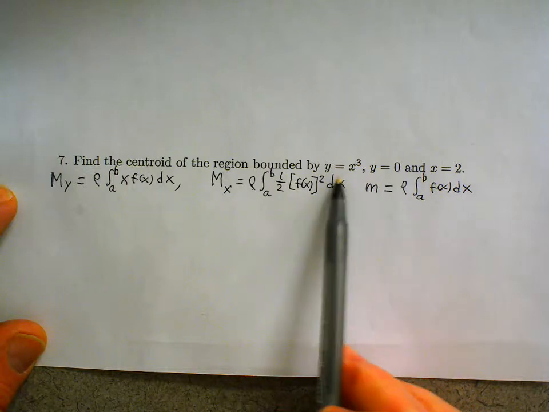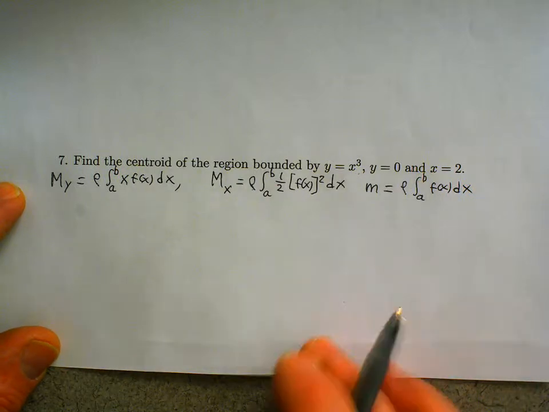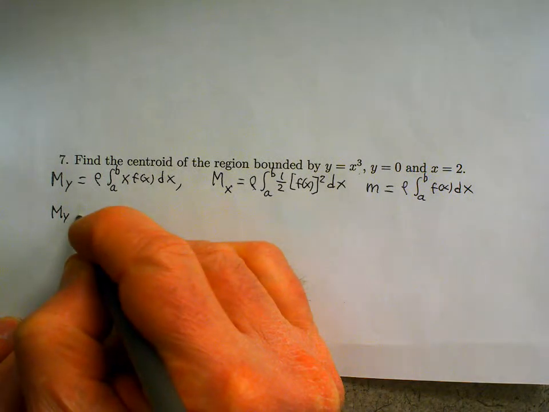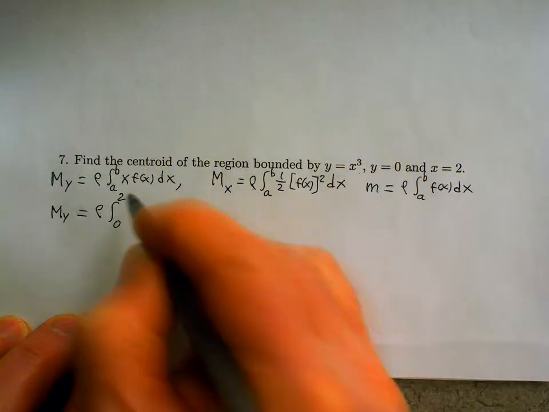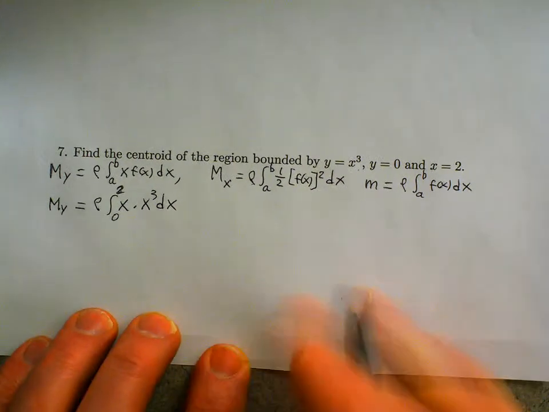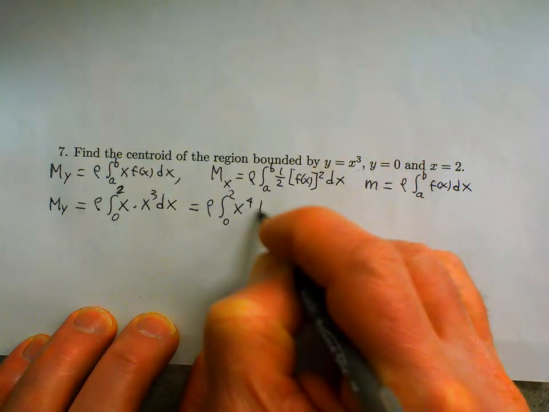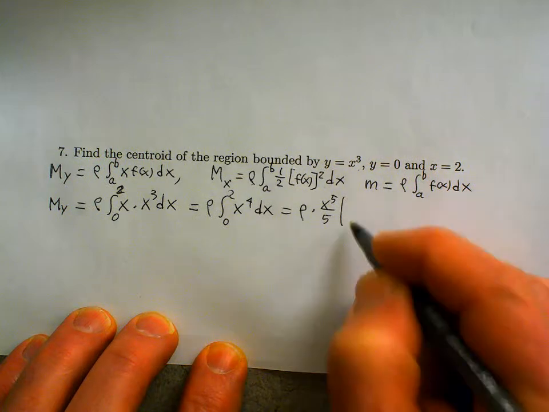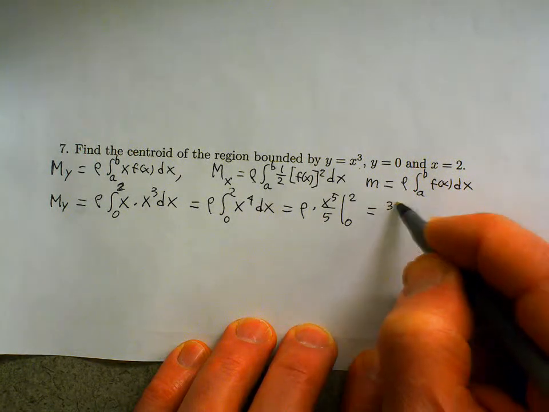Okay, so for this one, our function f of x is equal to x to the third, and we're going to integrate from x equals 0 to x equals 2. So the moment of the region about the y-axis is rho times the definite integral from 0 to 2 of x times x to the third dx. This is a simple integral to evaluate. We'll simplify the integrand to x to the fourth. And then it's rho times x to the fifth over 5 evaluated from 0 to 2. And so 2 to the fifth is 32, so we get 32 fifths times rho.